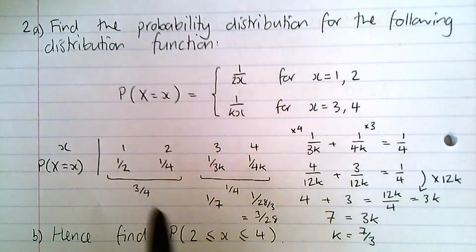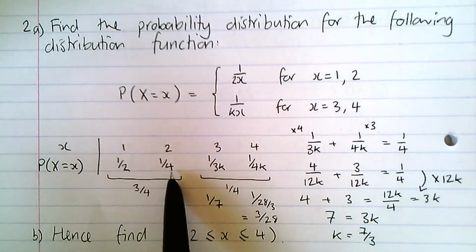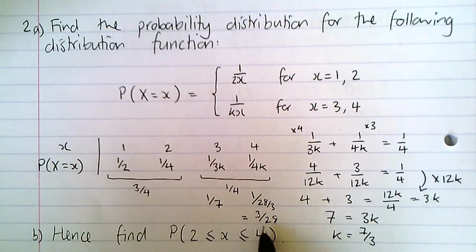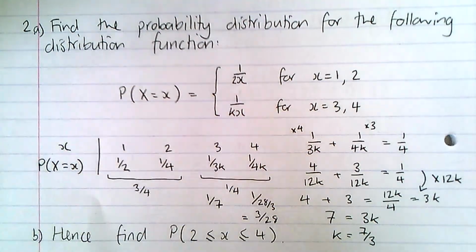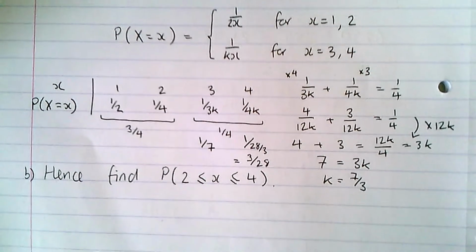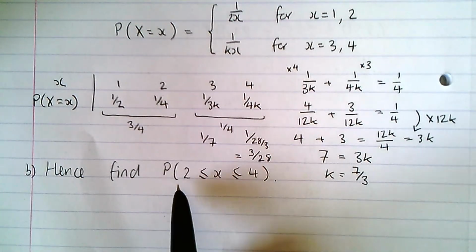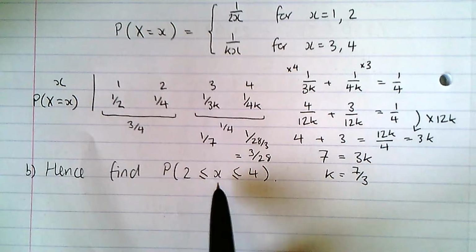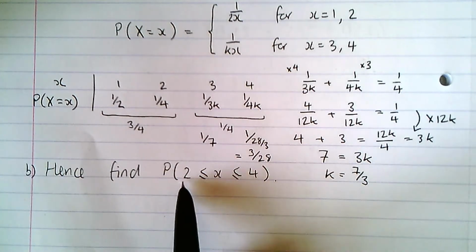So my probability is for 1 it's a half, for 2 it's a quarter, for 3 it's a seventh, and for 4 it's 3 over 28. The next one then says, hence find the probability of x being less than or equal to 4 but greater than or equal to 2.